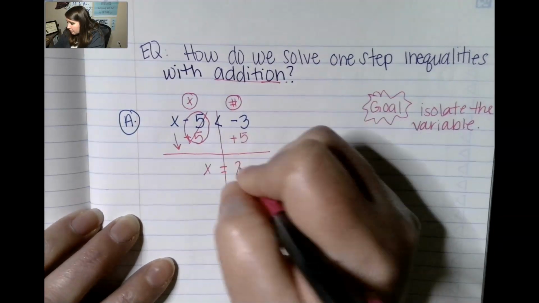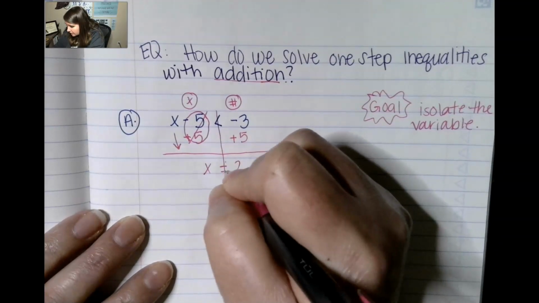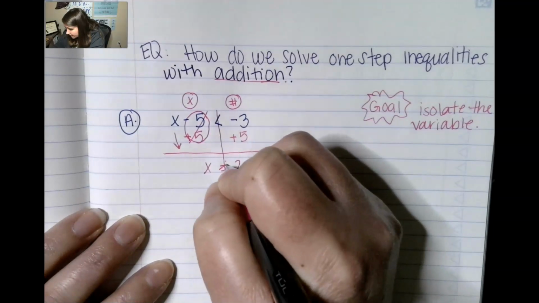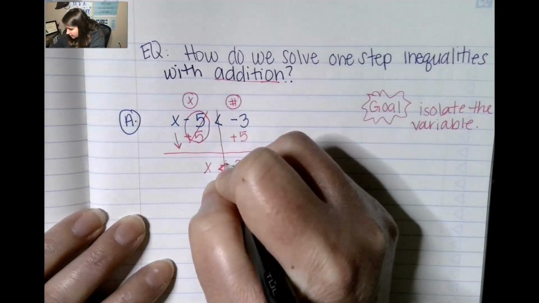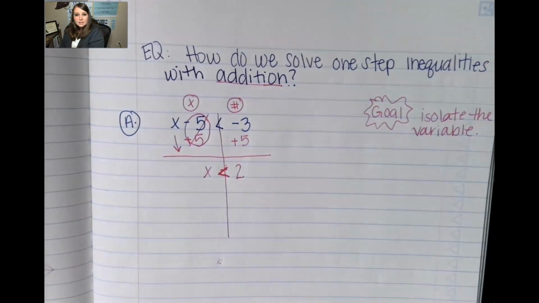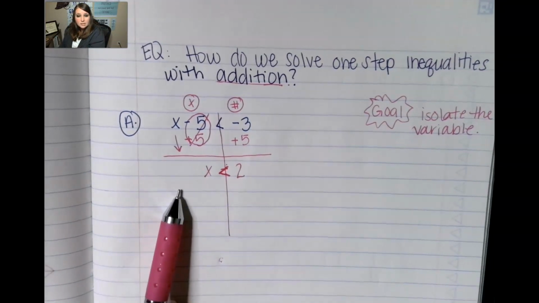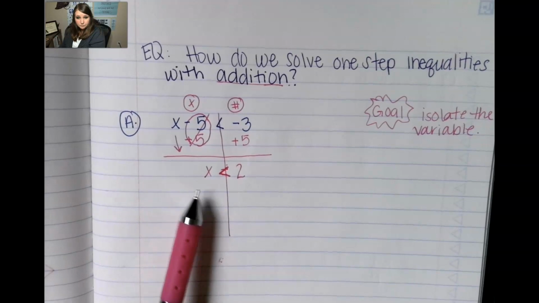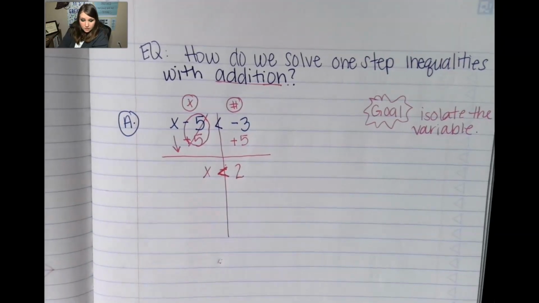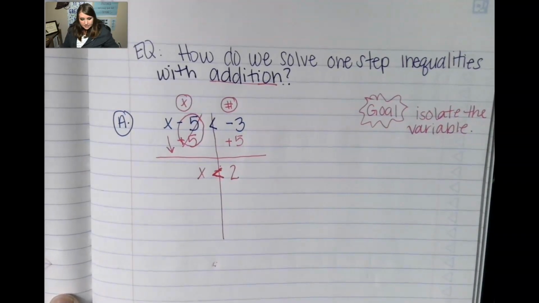So my equation now says x is, and it's not equal, we're going to use this symbol. So we're going to come back in now and change this symbol to less than 2. So this tells us that in order for this inequality to be true, x has to be less than 2. So those are the different things that x can be in order for it to be less than 2.